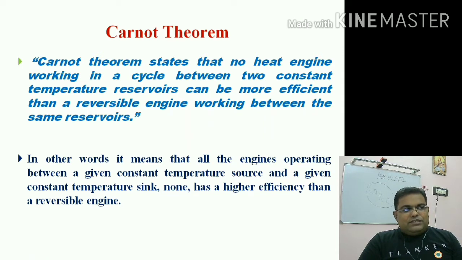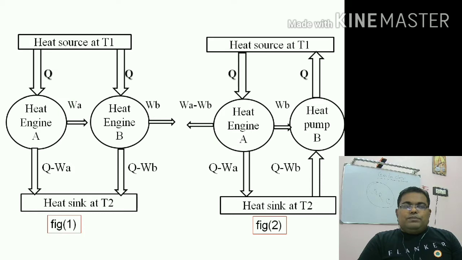So a reversible engine will have the maximum possible thermal efficiency, and a reversible engine can produce the maximum possible work output. As we have seen in the Carnot cycle, all the processes are reversible, so it is a reversible engine. There we were getting 100% efficiency, but in practical cases, 100% efficiency is not possible. So let us prove this statement, that none of the engines is more efficient than a reversible engine.